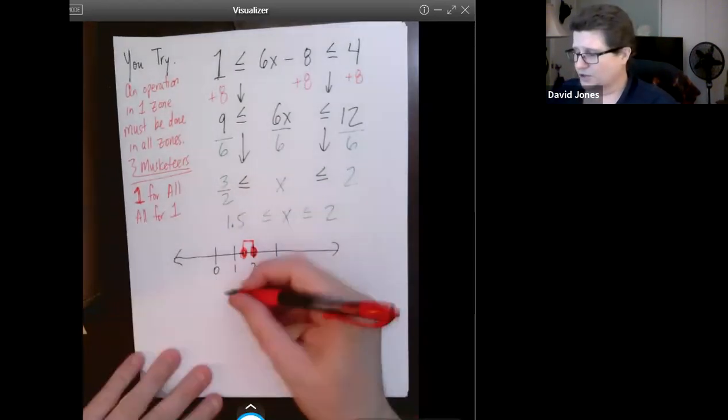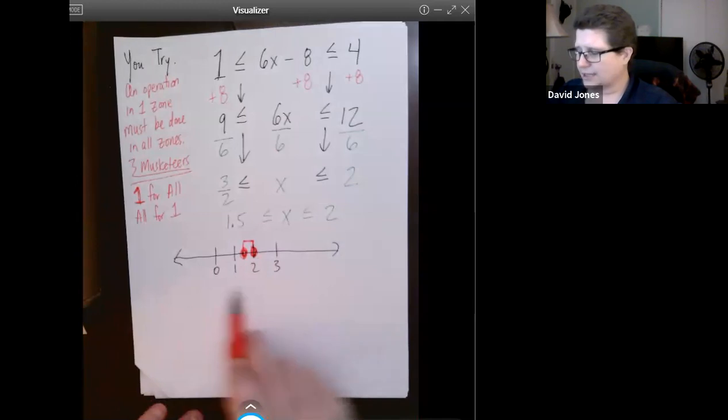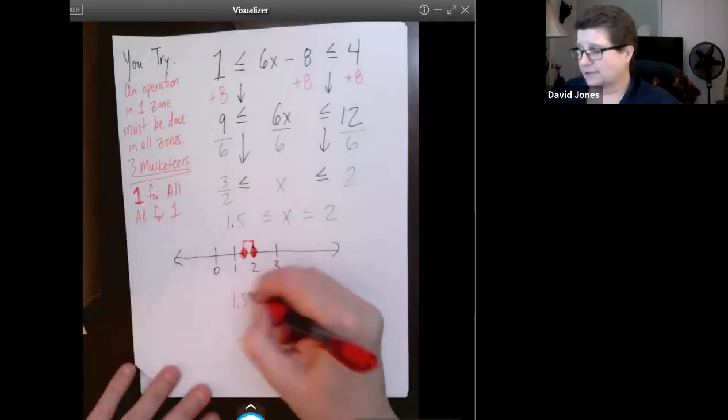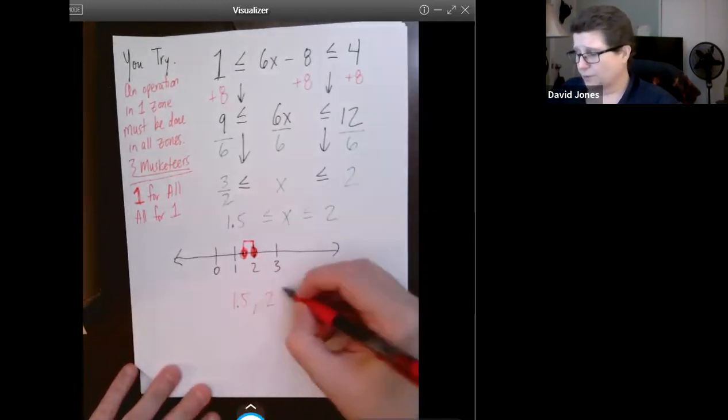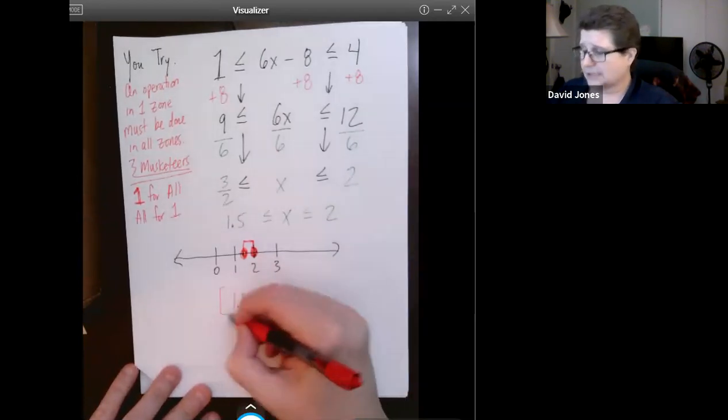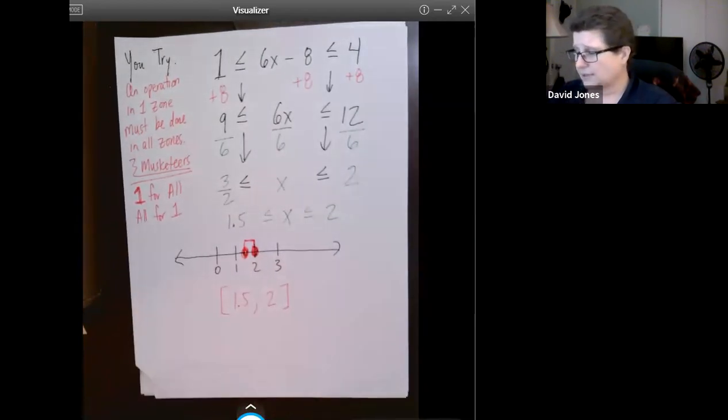In interval notation, this starts at 1.5 and ends at 2. We include both values. If you try to switch something where you'd round it, like if we had 5/6, leave it as 5/6. Just make a decimal to see where you're graphing it, okay?